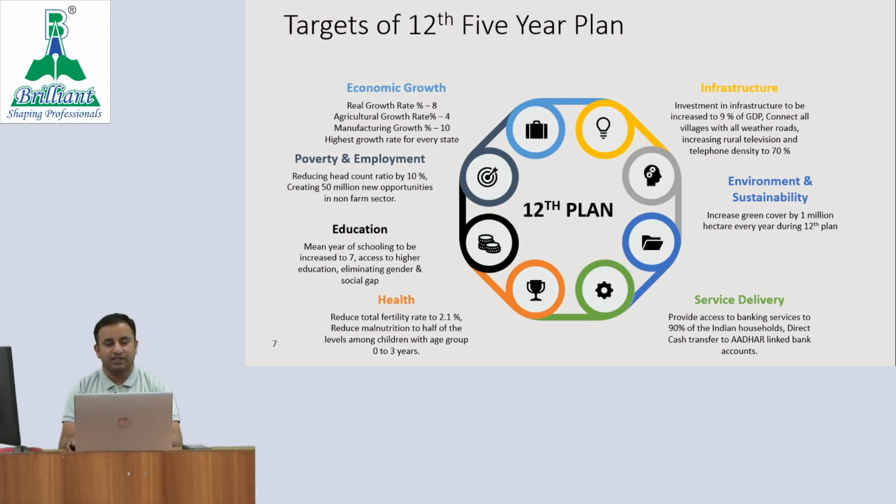In the field of service delivery, it was decided that the quality of the service industry would be increased and access to banking services would be given to Indian households. So it was decided that 90% of Indian households should get access to banking services. Apart from this, a direct cash transfer scheme was introduced where the subsidies, incentives and allowances were directly transferred to the beneficiary's bank account, which was linked with Aadhaar.